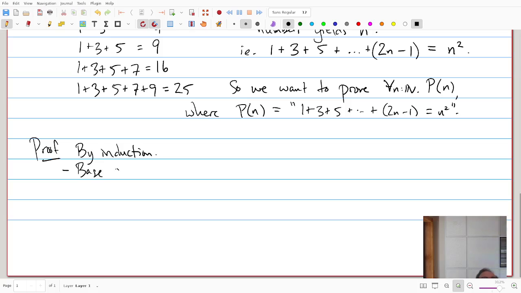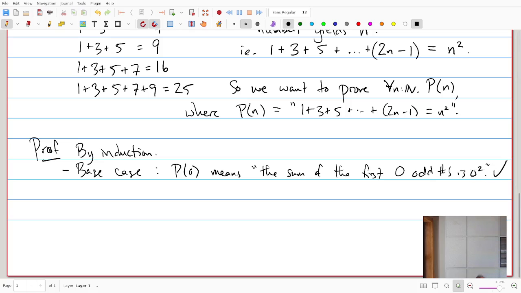So the base case is P0. Which means the sum of the first zero natural numbers, or zero odd numbers, is zero squared. Check, that's true. Very often, not always, but very often, the base case is super easy. Because you put zero in, and it's obviously true for zero. It's often something really simple.